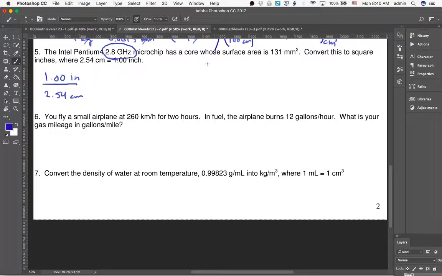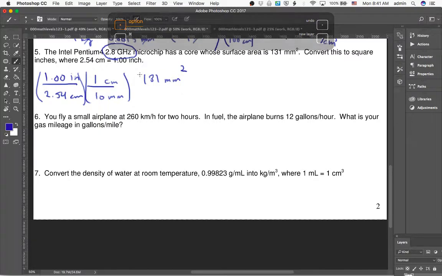So it's 131 millimeters cubed. I know that in 1 centimeter there are 10 millimeters. So I'm going to have to cube everything. Oh, I'm sorry, I'm going to square everything because this is square millimeters. And I'm going to get square inches. Square millimeters cancel, square centimeters cancel, and I will get square inches.